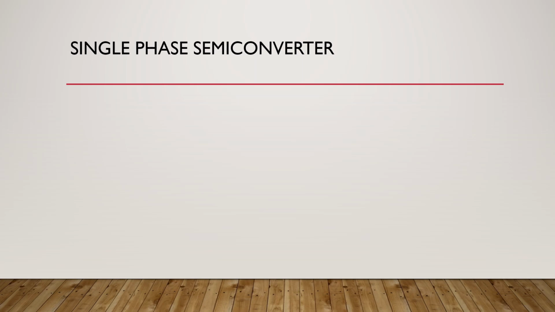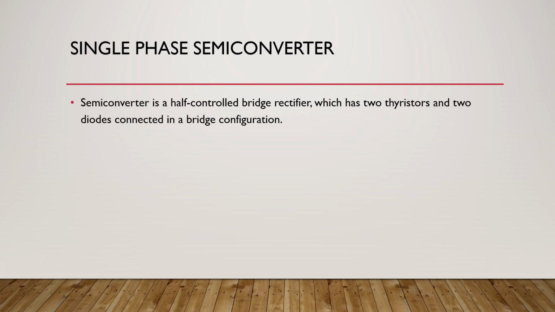Okay, so now let's see what is a semiconverter, a single phase semiconverter. Now semiconverter, it's a half control bridge rectifier. So we study about diode rectifiers, conventional diode bridge rectifiers, which give a constant output voltage. Semiconverter gives a variable output voltage. It has got two thyristors and two diodes and is connected in the conventional bridge configuration.